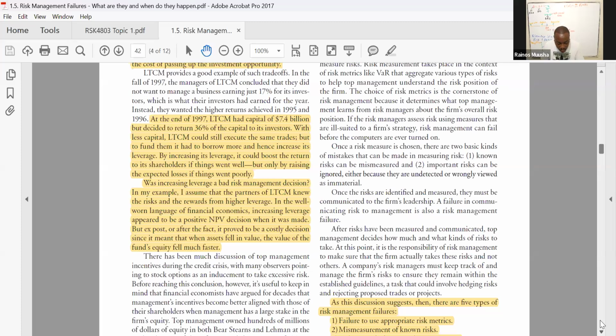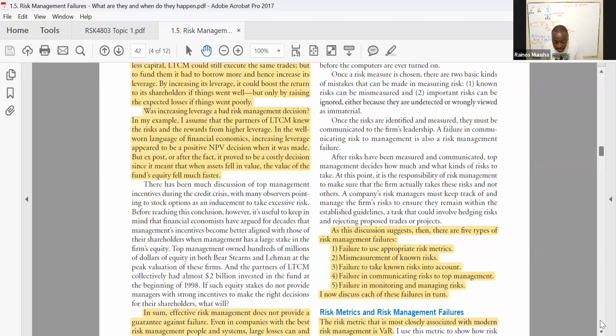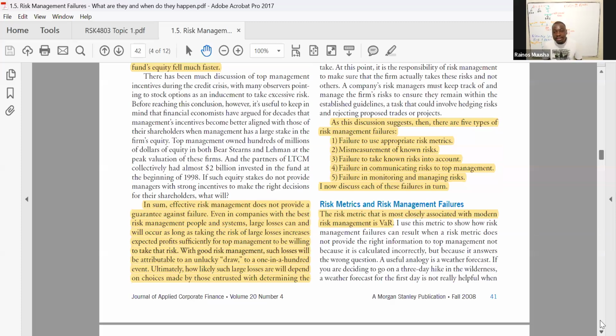So in the well-known language in financial economics, increasing leverage appeared to be a positive net present value decision when it was made. But ex post, which is after the loss event has happened, or after the fact, it proved to be a costly decision since it meant that when assets fell in value, the value of the equity fell much faster as well. So, because they increased the leverage, are we going to blame the risk manager? Is it a fair assessment to blame the risk manager in this case?